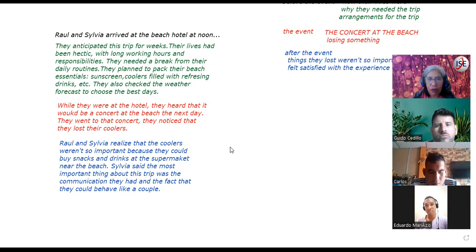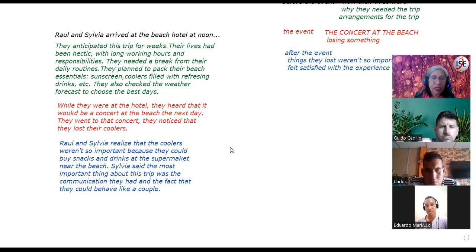It is good that in the first part you describe the people, why they do that, and where they lived. You can say Raul and Sylvia anticipated this trip for weeks. They lived their lives as busy bank employees or as executives or CEOs at companies where it had been hectic. They worked long hours. They have a lot of responsibilities. So you can also enrich that, but fine.